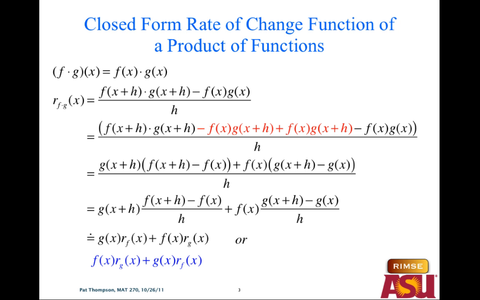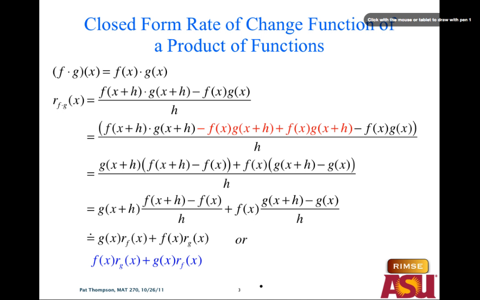And so when we let h get really small, that g of x plus h just becomes g of x. f of x is f of x, and so here's what we get: g times the rate of change of f plus f times the rate of change of g. And then this is just those switched around. The blue, just those two switched around.